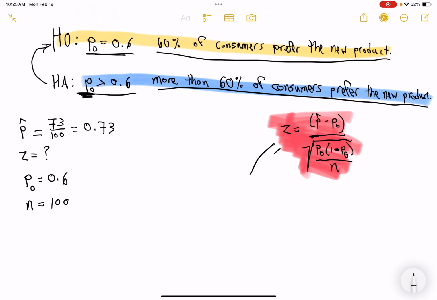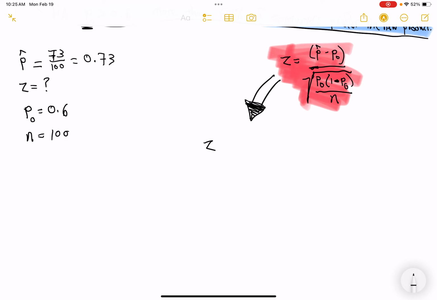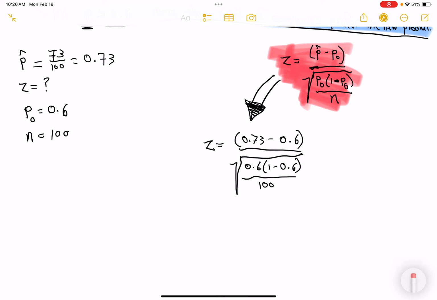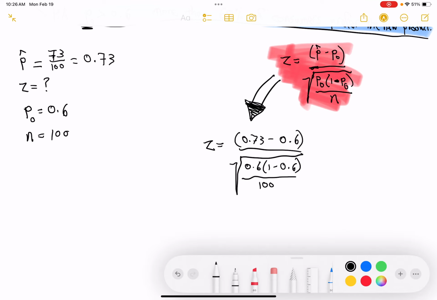Now that you have all your variables on the side and you have your equation, you're just going to map that out. So z will equal p hat, which in this case is 0.73, minus the null proportion, 0.6. That's your numerator. The denominator is going to be this big ugly square root of 0.6 times 1 minus 0.6, divided by 100. Be very careful that you're not throwing extra zeros where they don't belong, and that your decimals are in the right spots. Then you're going to plug this into Desmos.